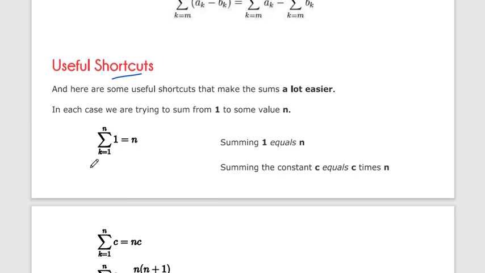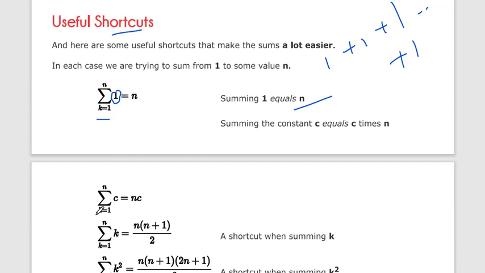Sigma k is equal to 1 to n, here they have only given one constant. So 1 plus 1 plus 1 plus, we are adding the term n times. Here they have given n. So what will the summation become? It equals n, summing 1 equals n.